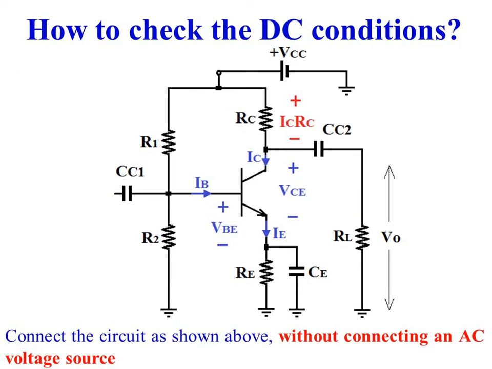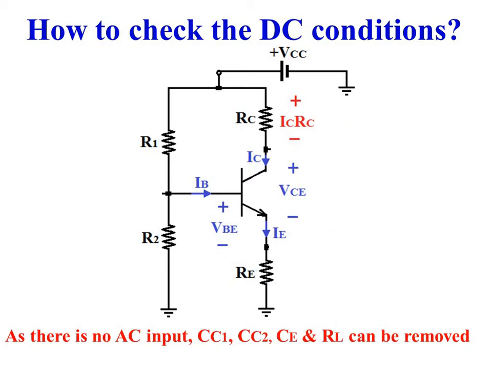How to check the DC conditions? Connect the circuit of the RC coupled amplifier as shown without connecting an AC voltage source. As there is no AC input, there is no role for capacitors Cc1, Cc2 and Ce. So we can remove capacitors Cc1, Cc2 and Ce from the circuit. Now as load resistance RL is isolated from the rest of the circuit, we can remove load resistance RL also. So this is the circuit we should consider to check the DC conditions of the RC coupled amplifier.